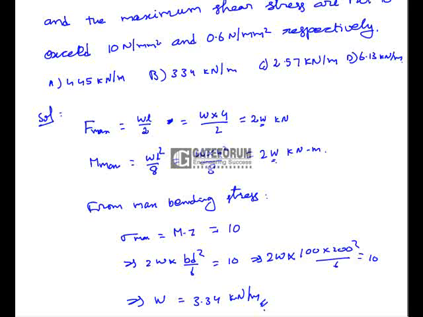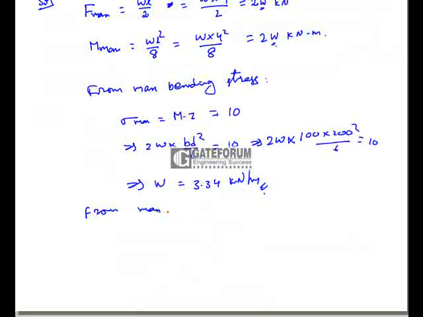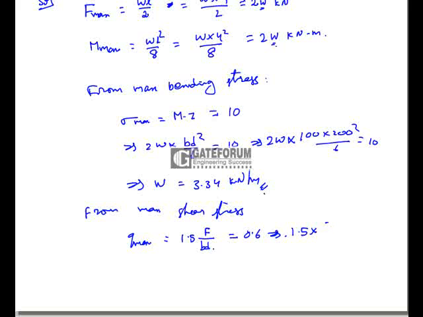And from the maximum shear stress point of view, the maximum shear stress in a beam is equal to 1.5 into F by BD and is not to exceed 0.6 Newton per mm square. So from this point, 1.5 into F, where F is 2W, by BD, 100 into 200, is equal to 0.6. From this we have W equal to 45 kilonewton per meter. So in the options, the right option is B. B is the right answer.